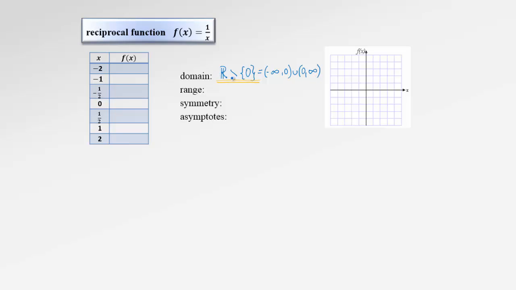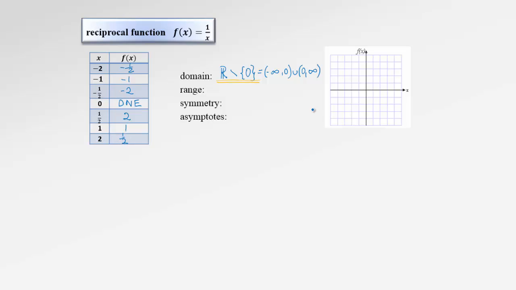Okay, since we know already what the domain is, we can fill up the table of values. The function f is giving us the reciprocal of every input. So if the input is -2, the reciprocal is -1/2. Reciprocal of -1 is still -1. Reciprocal of -1/2 is -2. Reciprocal of 0, that's why we took 0 out of the domain. We can't really do it. 1 over 0 doesn't exist, so we can write doesn't exist. Reciprocal of 1/2 is 2, reciprocal of 1 is 1, reciprocal of 2 is 1/2.